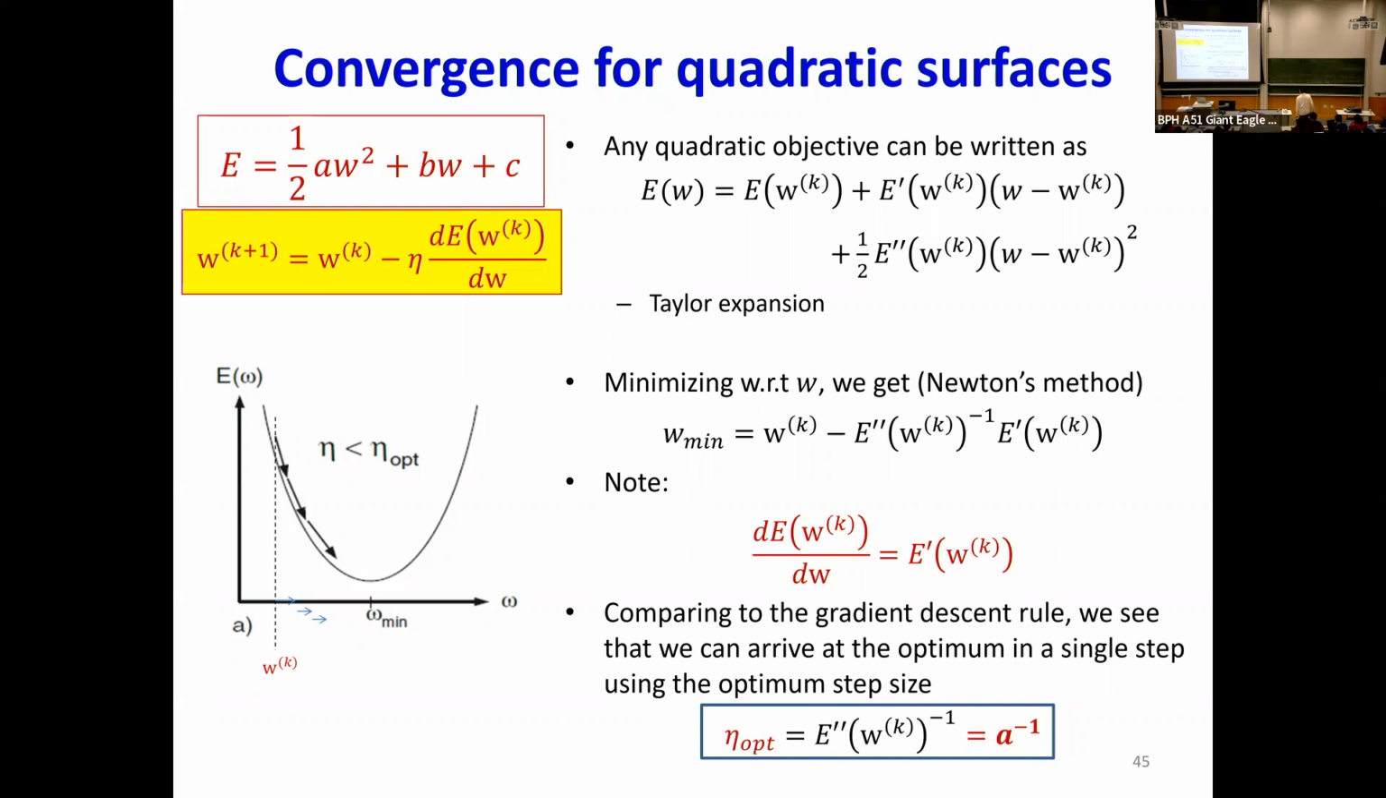Compare this. How is eta equal to 1? This term is the derivative, right? So eta has to be the inverse of the second derivative. That makes sense? So if from any point you use a gradient descent rule where your step size is the inverse of the second derivative, you're going to get to the solution in how many steps?